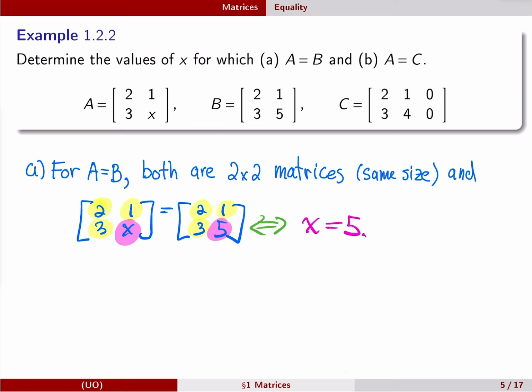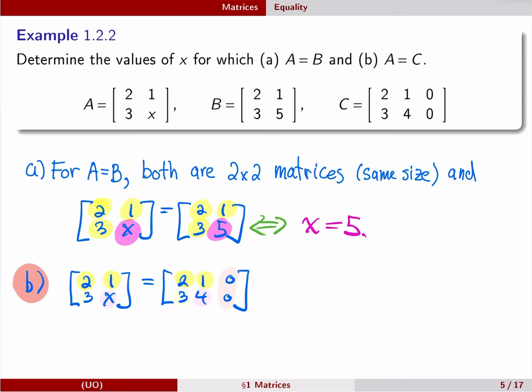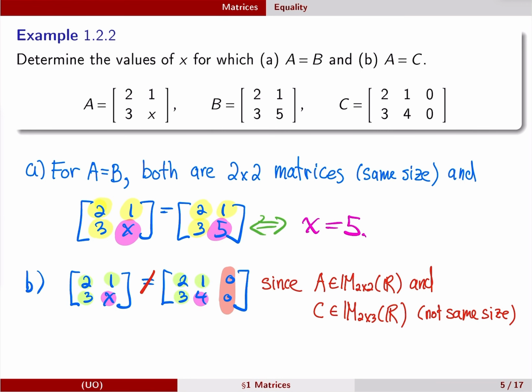Next up, if we look at A equal to C, is that possible? Even if 2 is equal to 2 and 1 is equal to 1 and 3 is equal to 3 and maybe x could be equal to 4, the problem is that there's an extra column in matrix C. Matrix A is a 2 by 2. Matrix C is a 2 by 3. They don't have the same size, so you don't even have to bother looking at the entries. Because they are different formats, they cannot be equal. So this is typically the first thing you do. Check the size. If they don't have the same size, they are not equal.